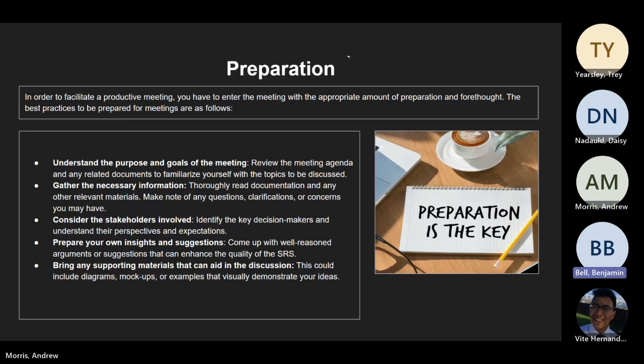By considering stakeholders and other important individuals involved, you can identify their perspectives and expectations, which can help you to better communicate with them. By preparing your own insights and suggestions, you can come up with well-reasoned arguments that can enhance the quality of the meeting. Bringing any supporting materials can also aid in this discussion. This could include diagrams, mock-ups, or examples that visually demonstrate your ideas.